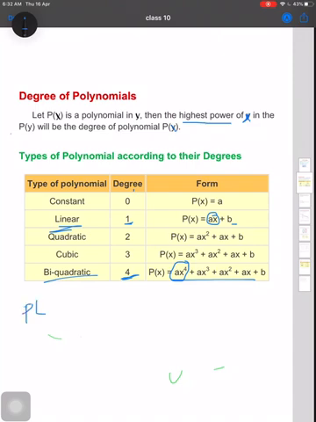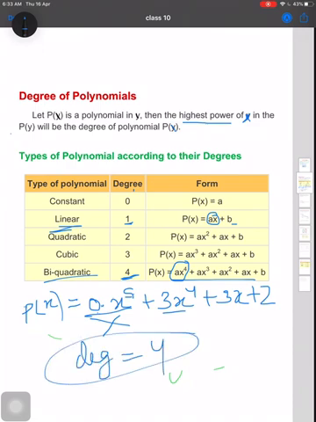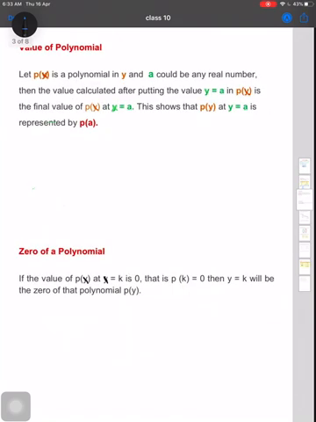Okay, now I'm giving you one example. Suppose your p(x) is 0 into x to the power 5 plus 3 into x to the power 4 plus 3x plus 2. So what will be the degree of this polynomial? Now I can see the highest power is 5, but the coefficient is 0, so we will not consider this term, we will move to this one. So here the degree will be 4. In this polynomial the degree will be 4. So like this you have to find out the degree.